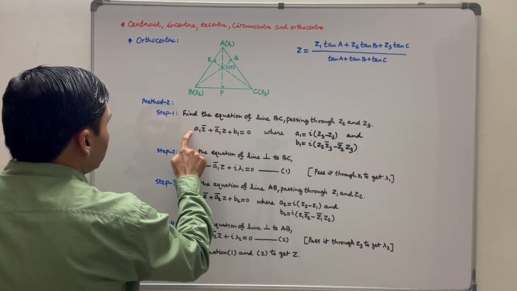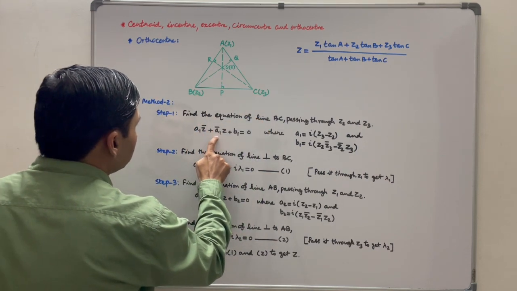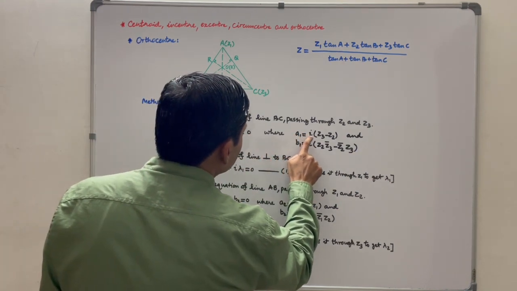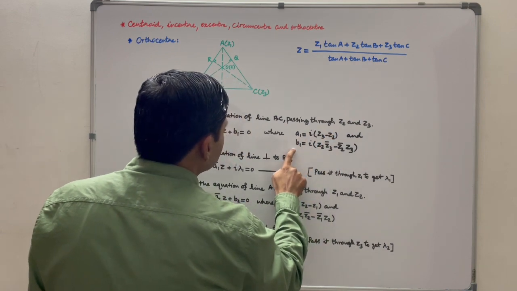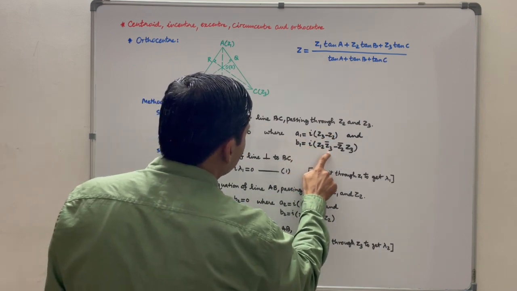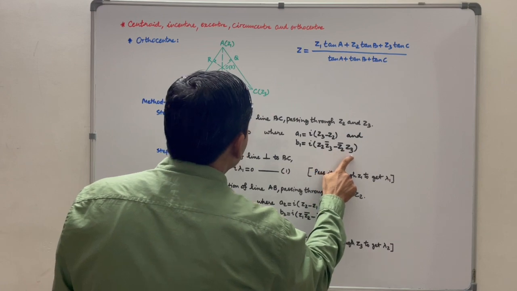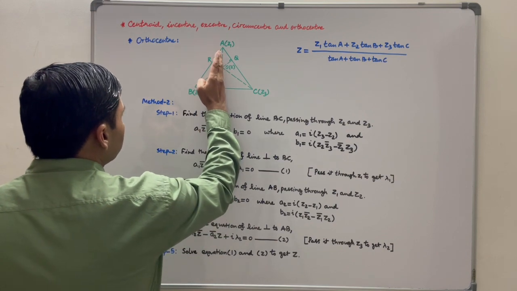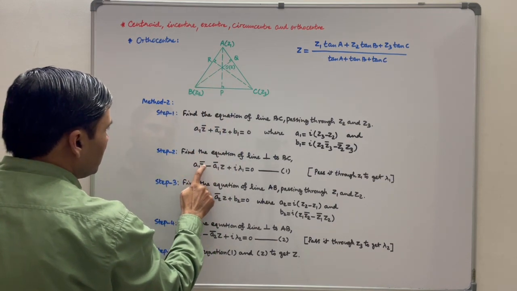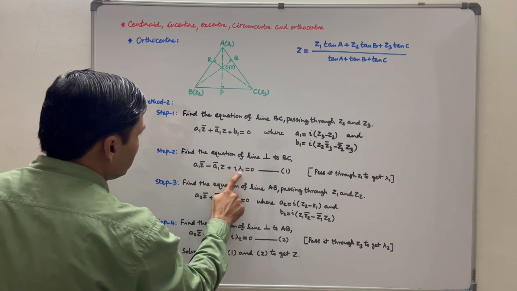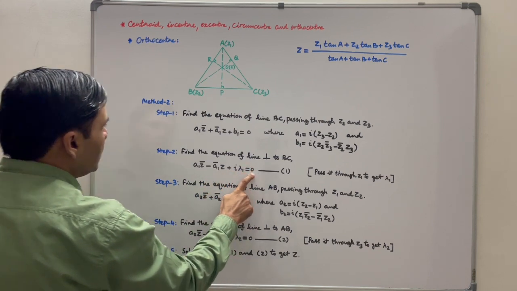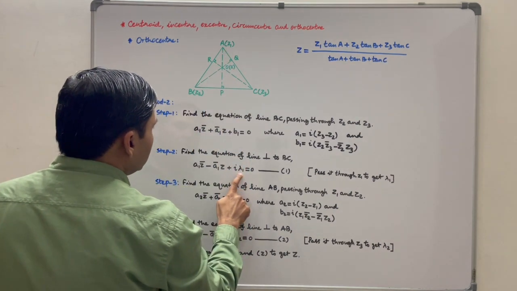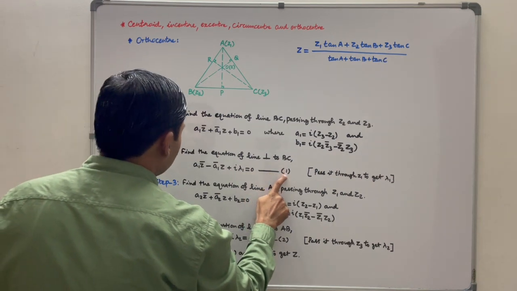Suppose the equation of a straight line is given by A1Z bar plus A1 bar Z plus B1 is equal to 0, where A1 is equal to I into Z3 minus Z2 and B1 is equal to I into Z2 Z3 bar minus Z2 bar Z3. Next, we will find equation of a straight line that is perpendicular to BC. It is given by A1Z bar minus A1 bar Z plus I lambda 1 is equal to 0. We will pass this line through Z1 to get lambda 1. Suppose this is equation number 1.